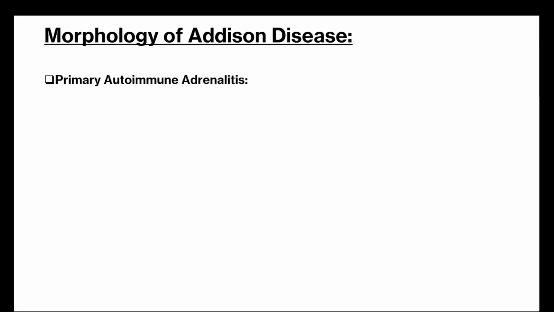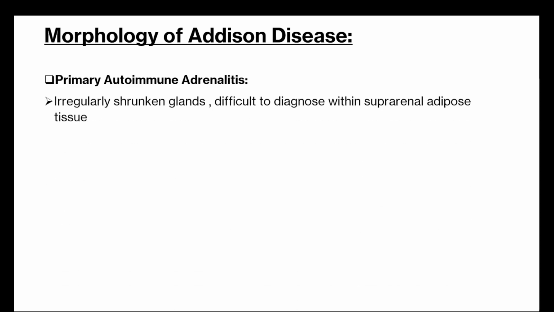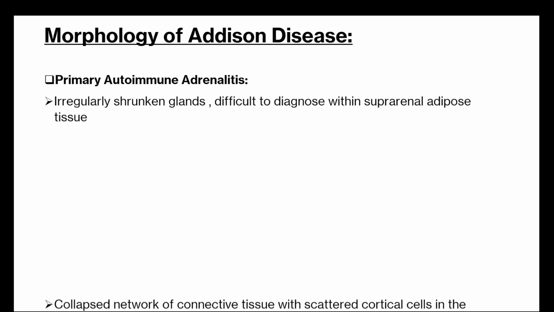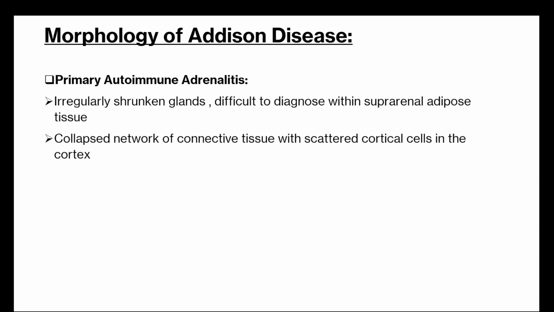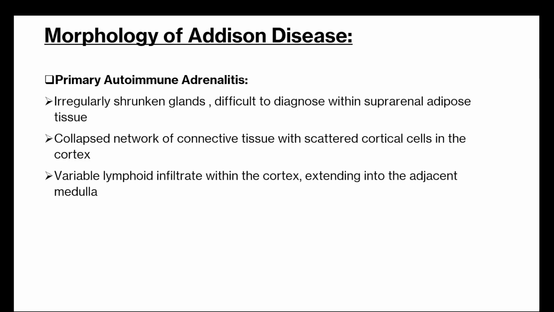And now the morphology of the adrenal gland that we can appreciate in Addison disease, relating to the various causes of it. If Addison disease is due to primary autoimmune adrenalitis, then the gland is seen as irregularly shrunken, and is difficult to identify within the suprarenal adipose tissue and connective tissue, with scattered cortical cells seen in the cortex, and lymphoid infiltrate seen within the cortex, which may extend to the adjacent medulla as well.